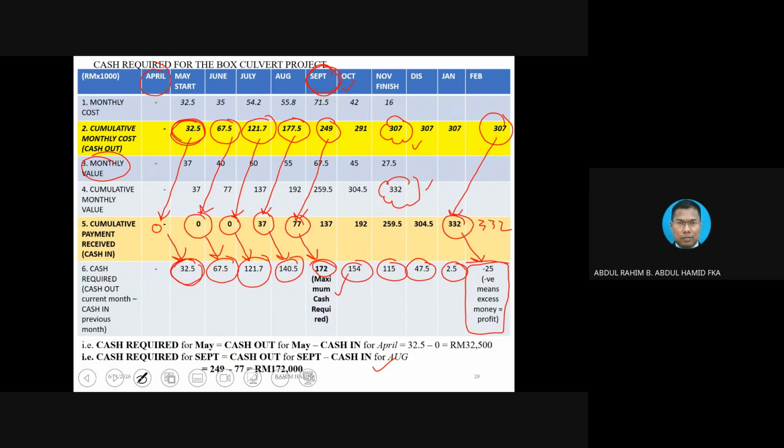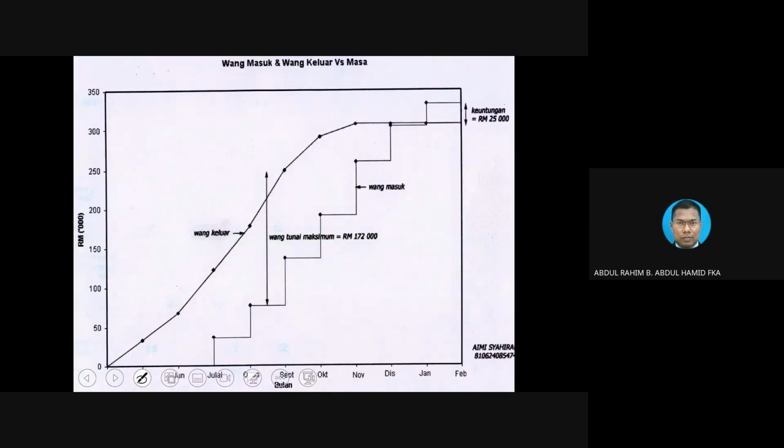lastly, if we take row number 2 and we take row number 5 and plot into the graph, just to show this is the graph. So never mind the Malay, this is what we call cash out. This is what we call cash in graph. And you notice that the answer is given on September. September is here. This is the September, and this point.